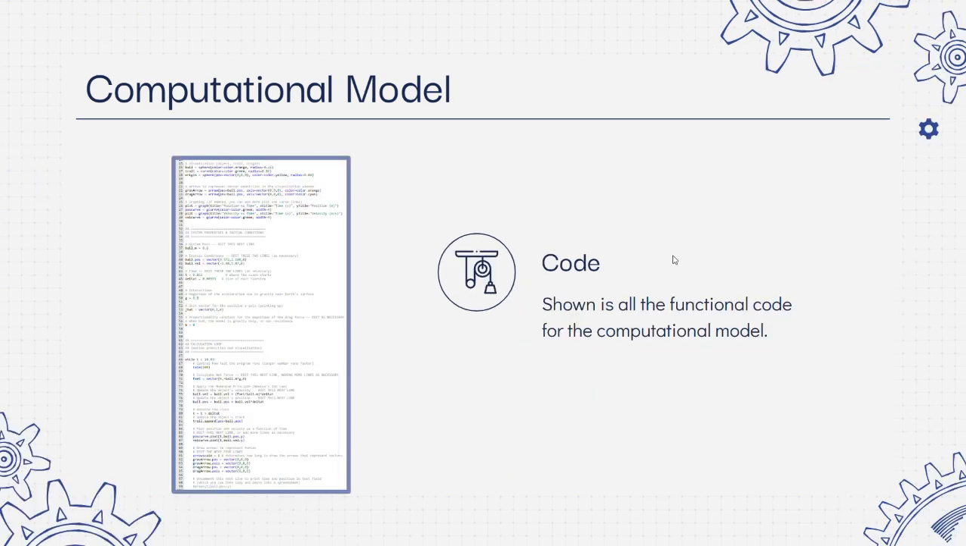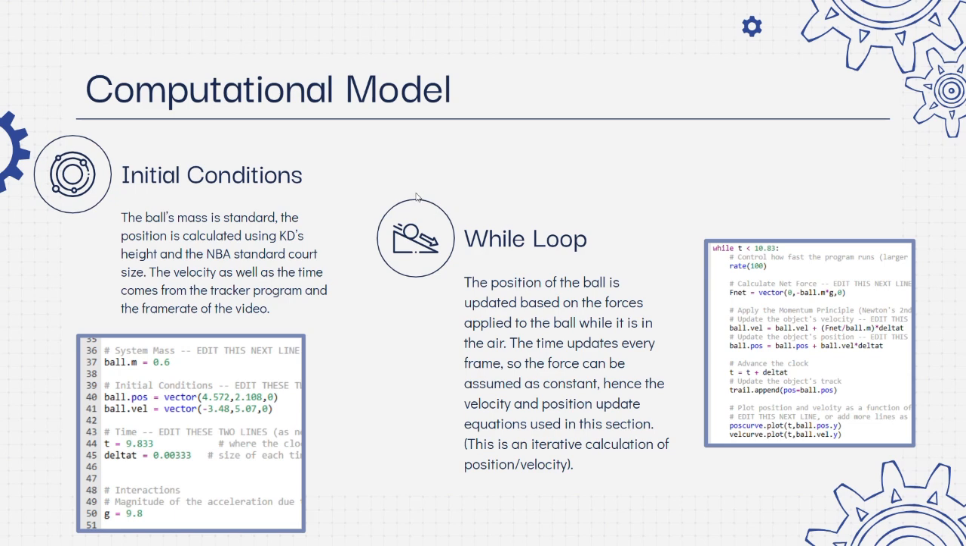Here's all the functional code for that computational model, but basically all it is the initial conditions of the ball. So the ball's mass, the ball's initial position, the ball's initial velocity, which is what I ripped from tracker of when Kevin Durant shot the ball. The instant he shot the ball, that's the velocity, as well as the time, and the delta t coming from the frame rate of the video, and obviously gravity.